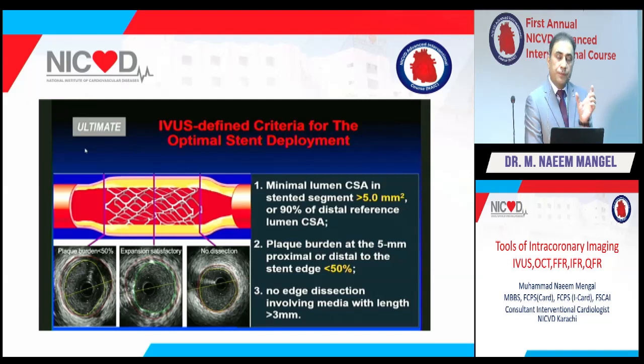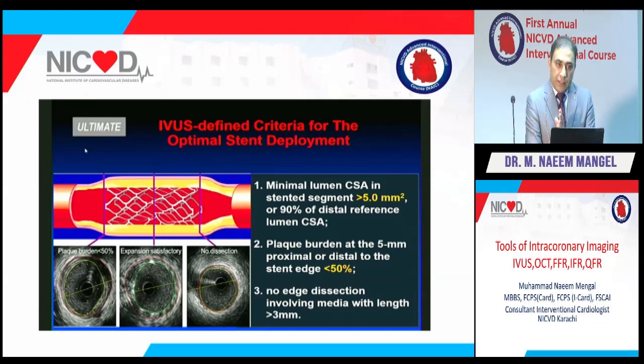So you want to put your stent from the proximal to the distal landing zone. The proximal and distal landing zone should be disease free. It should be ideally less than 30% plaque burden. If not less than 30%, it should be at least less than 50% plaque burden. So in this case, you can avoid geographical miss. That's the definition of geographical miss.